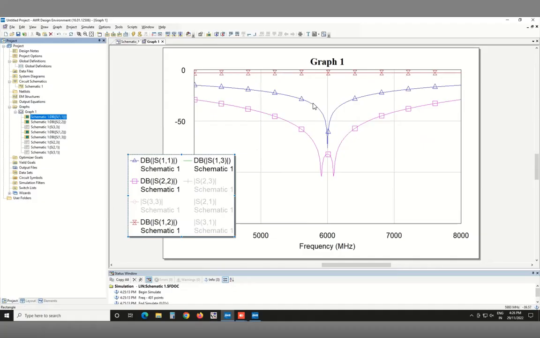So let's look at S11 first from the matching point of view. Usually, if you remember, the rule of thumb I've been telling you is minus 20 dB is considered pretty good. That means less than 1% power reflected. And minus 1 dB is around here, right? So this is about 5 gigahertz, of course, symmetric. So you have about minus 20 dB here. So from 5 to 7, this is pretty well matched.